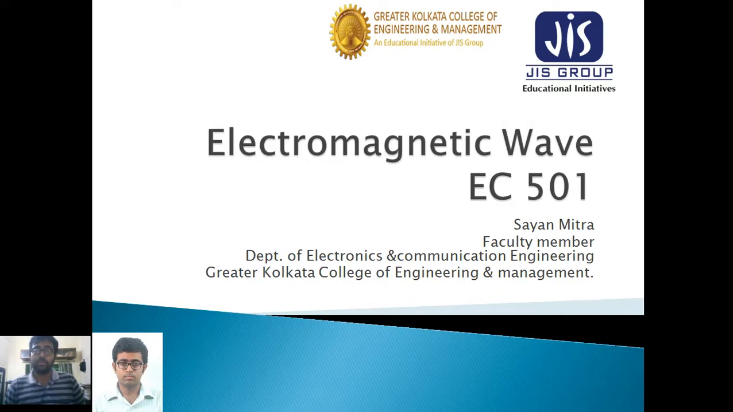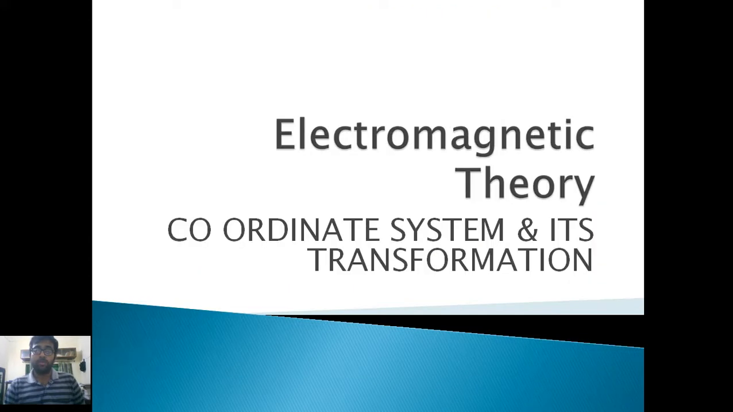Today's topic is about electromagnetic wave, subject code EC501. Today's topic is about the different kinds of coordinate systems and their transformation. In the previous lecture, we were discussing the different features of the cylindrical coordinate system. We have already covered the Cartesian coordinate system in that lecture, and now we are going to continue the lecture about the cylindrical coordinate system.